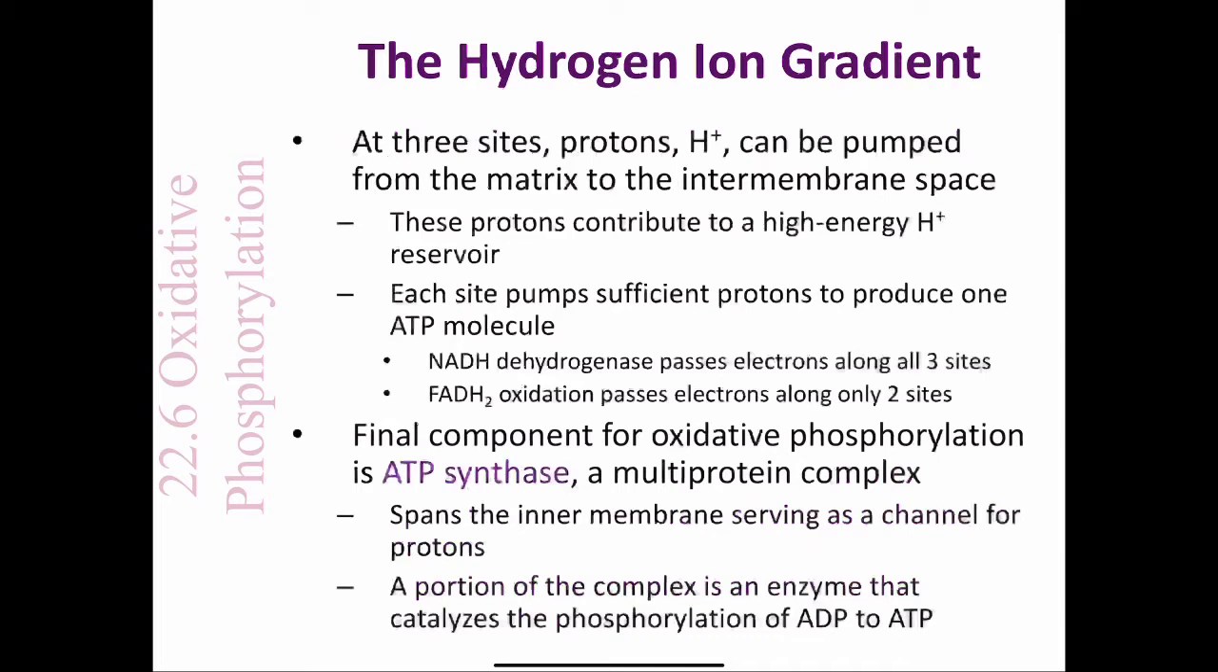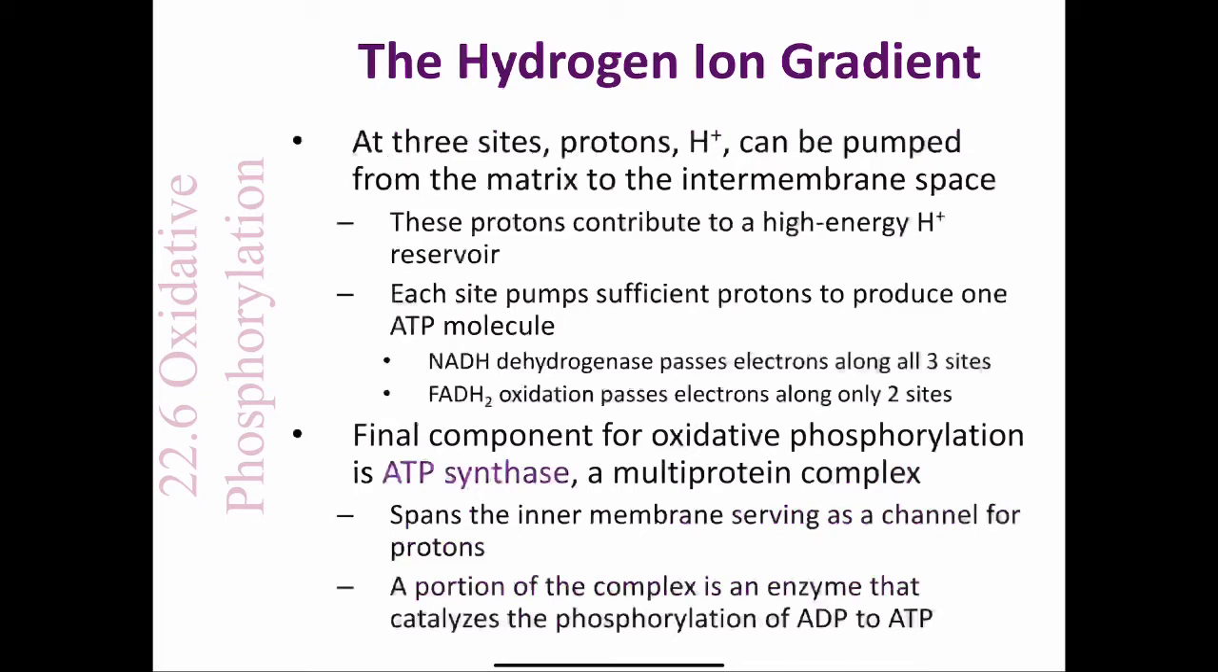At 3 sites in the electron transport system, protons can be pumped from the mitochondrial matrix to the intermembrane space. These protons contribute to a high-energy proton reservoir. At each of the 3 sites, enough protons are pumped into the proton reservoir to produce 1 ATP molecule. The first site is NADH dehydrogenase. Because electrons from NADH enter the electron transport system by being transferred to NADH dehydrogenase, all 3 sites actively pump protons and 3 ATP molecules are made.